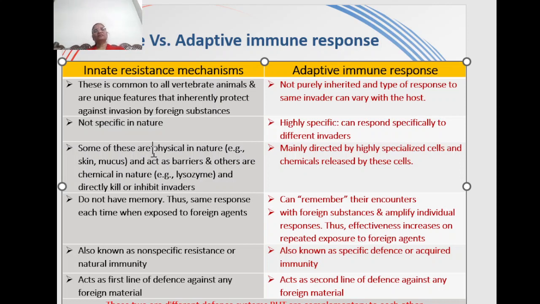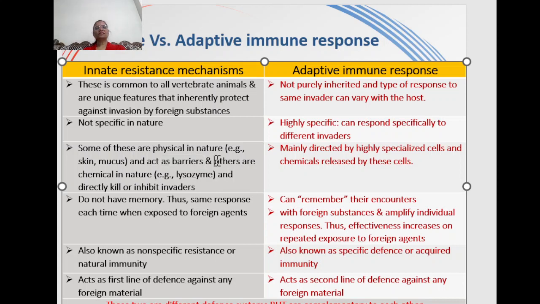Some of these responses are physical by nature. What does it mean? They are physical structures like skin and mucous membrane. Both of them try to prevent the entry of the pathogen into your body, right? And that is why they are called barriers.